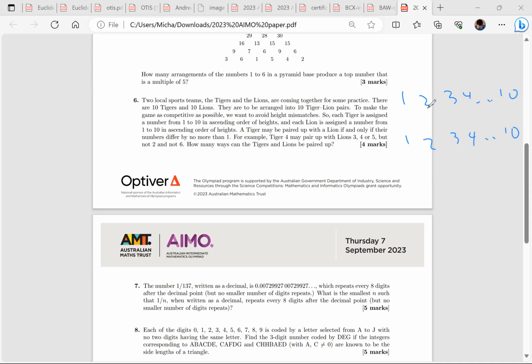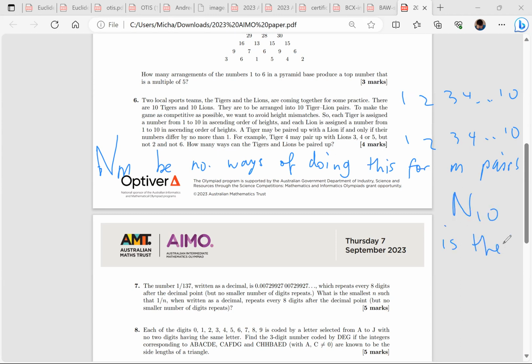Okay. So let n sub m be the number of ways of doing it for m pairs. So the question is asking us to find n sub 10, right? So n10 is the answer.